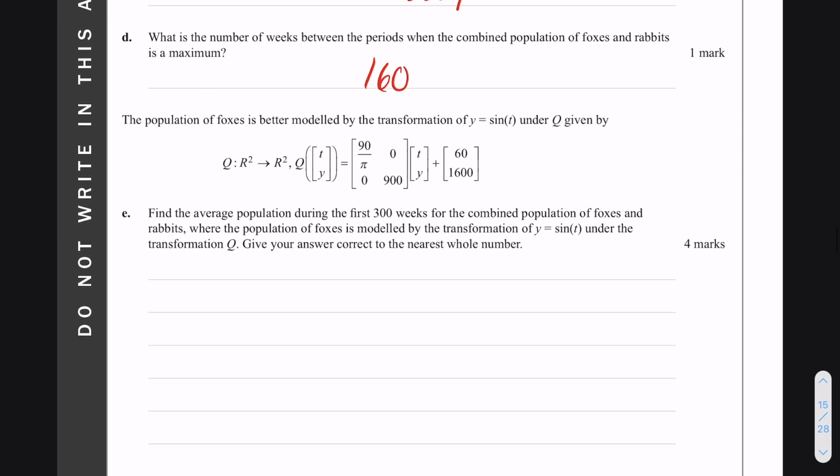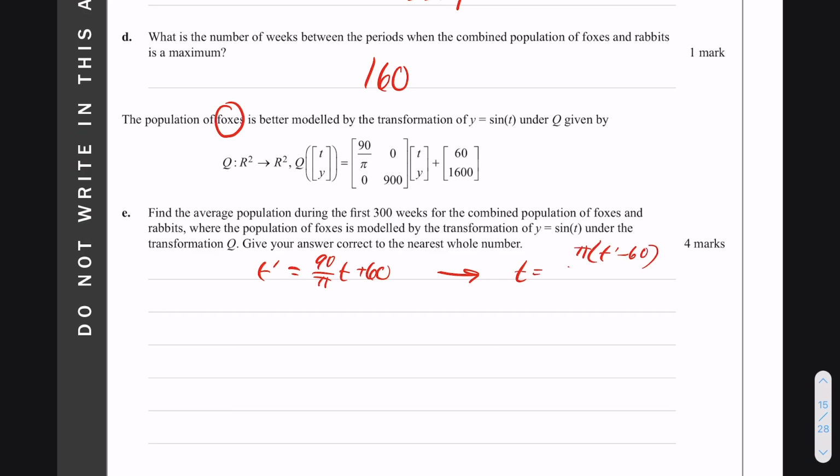Okay, the population of foxes is better modeled by the transformation of y equals sine t. So that's the population of foxes. The average population during the first 300 weeks for the combined population of foxes and rabbits is under the trend. So first we want to find the new graph of y. If we look at that, t dash is 90 over pi t plus 60, which makes t equal to pi times t dash minus 60 over 90.